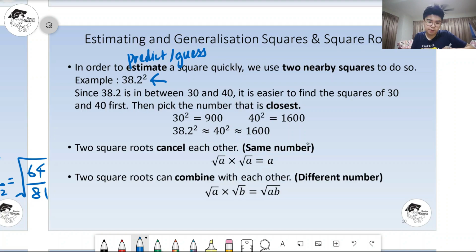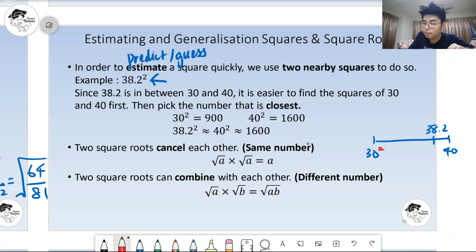Let's look at the answer first. 38.2 squared, what answer will you get? You will get 1459.24. Not a perfect number. So it is unable for you to do manually. But what we can do is estimate to get the closest number. Since 38.2 is stuck in between 30 and 40, we can use 30 and 40 to predict for 38.2. Why 30 and 40?